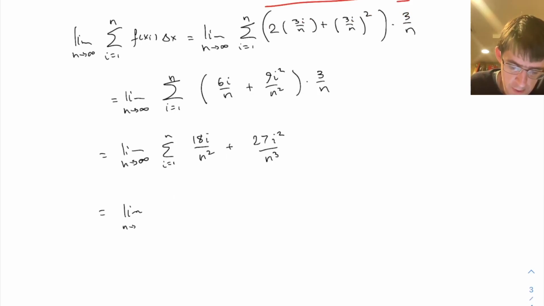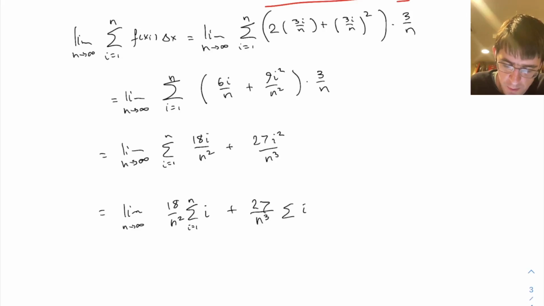So it's going to be split up the sum and factor out 18 over n squared, the sum of i, plus 27 over n cubed, the sum of i squared. All right, I split up the sum into two sums. And then in each sum, we factor the constant out, factor the n's out, and all that remains inside is the stuff with the i's. And now we use the formulas for the sums of the i's.